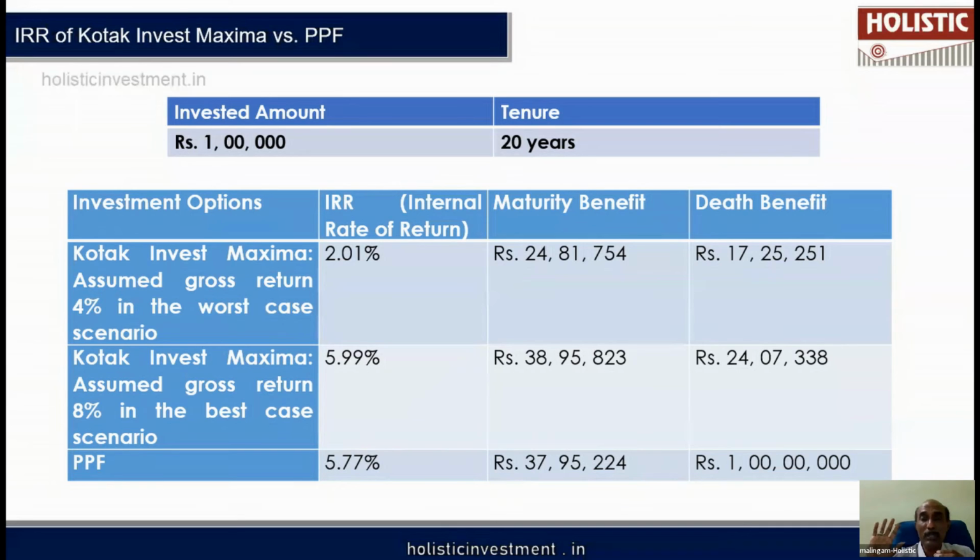There you get approximately 10 lakhs cover. Here you are getting 1 crore life cover, right? Balance money only I am investing in PPF. PPF is giving me the maturity value of 37.9 lakhs, whereas Kotak Invest Maxima is giving 38.9 lakhs. It is almost comparable, much closer, 5.77% return, 5.99% return.